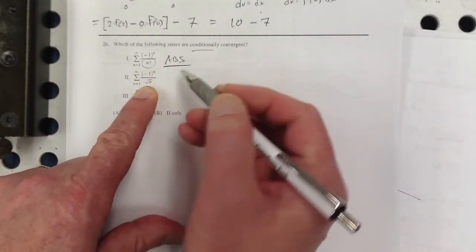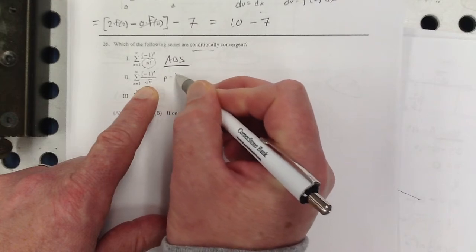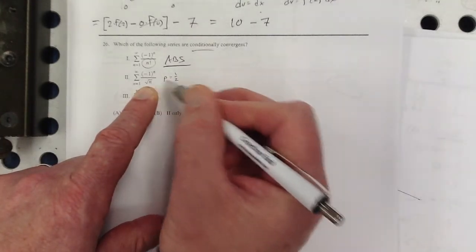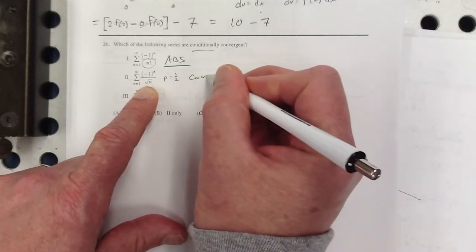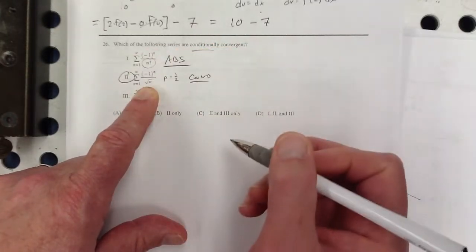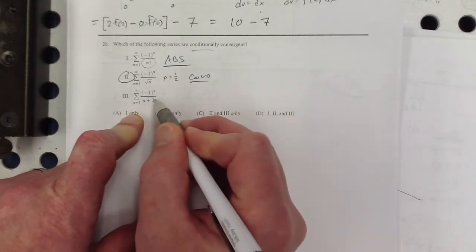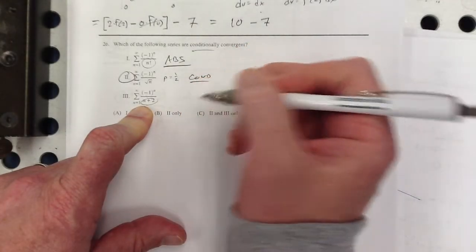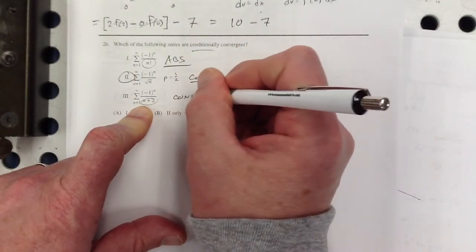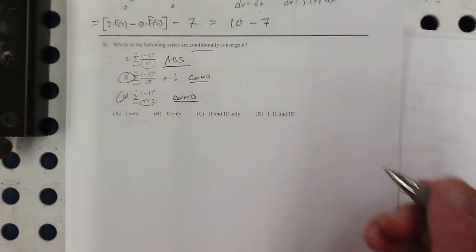How about this? This is a series with a p of 1/2. Those terms do get smaller, but the p is not greater than 1, so this is conditional. And then this is also conditional. This, by limit comparison, is the same as the harmonic series, so it's only converging because it's alternating. So 2 and 3.